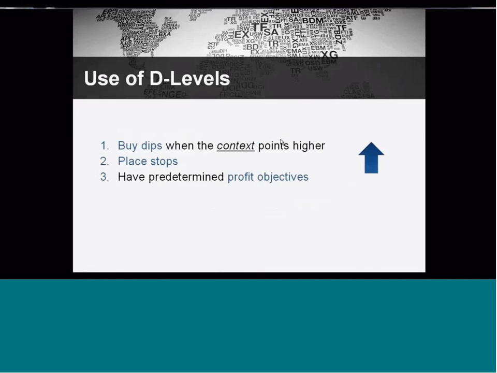Now, we're going to touch upon context just a little bit because it is so important, and then we'll get to the main topic of this presentation. You want to buy dips when the context points higher. You want to place stops. You want to have predetermined profit objectives. What you always want to do is cut your profits. I know it doesn't sound like what you've heard before, but it's what you should do. Volatile markets have predetermined profit objectives. I'll show you how to get them.